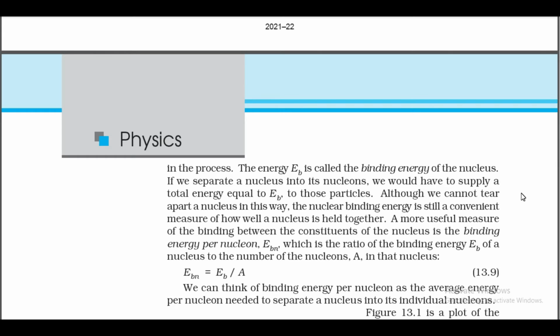A more useful measure of the binding between the constituents of the nucleus is the binding energy per nucleon, EBN, which is the ratio of the binding energy EB of a nucleus to the number of nucleons A in that nucleus.